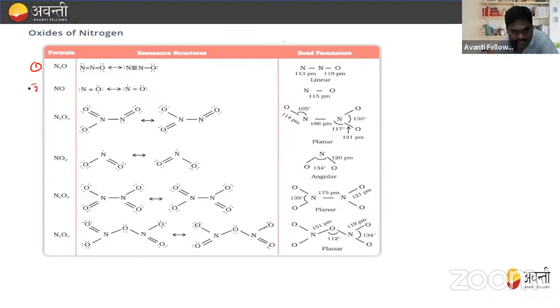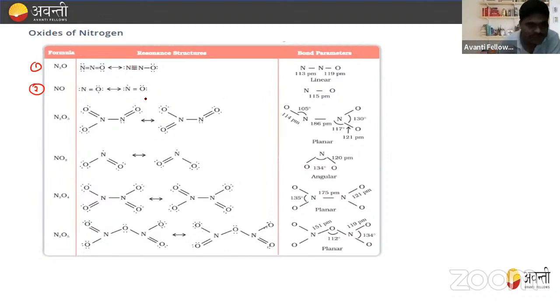Similarly, we'll draw the structure of NO. For NO, we have a structure like this: N double bond O, with a lone pair of electrons. So this will form 2, 4, 6 electrons, and this oxygen has 2, 4 and 1, 5. So this is the structure of NO, I hope this is clear to you. Now, NO has a bond length of 115 picometer.